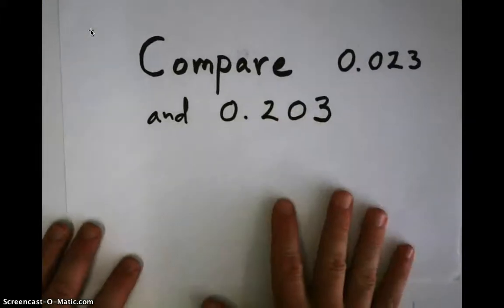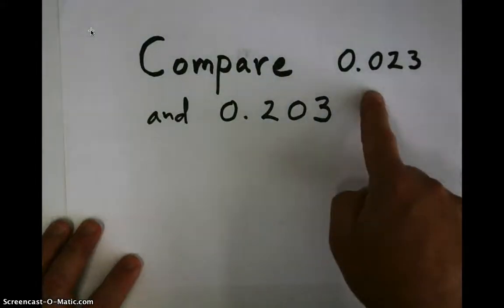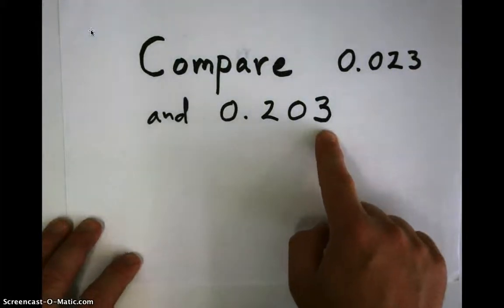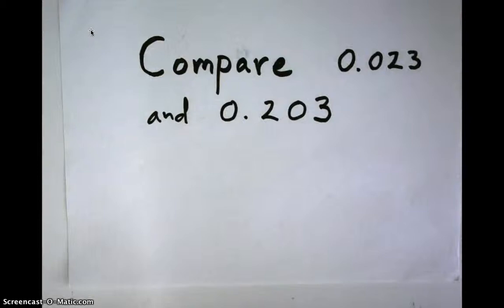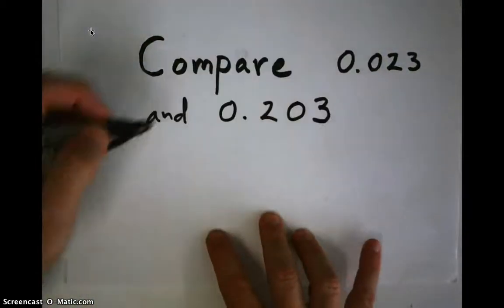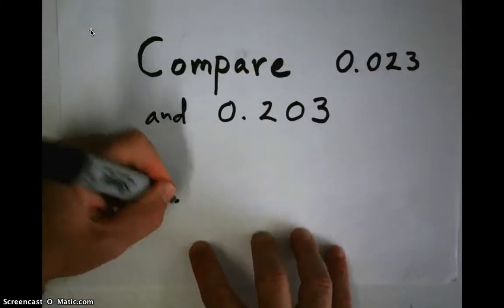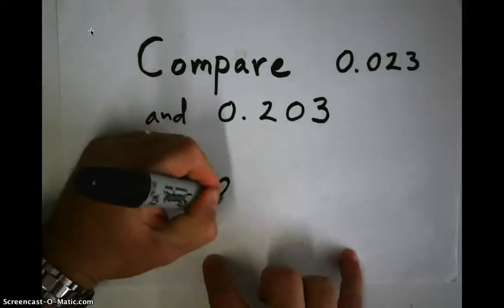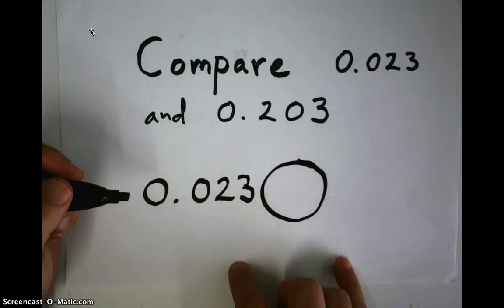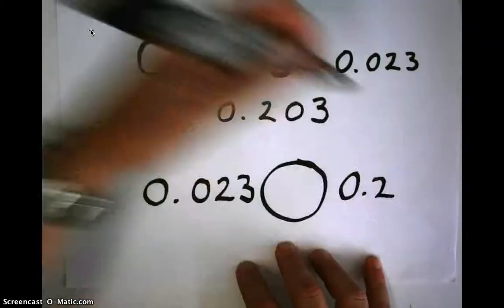And if you get a question that simply says something like compare 23 thousandths and 203 thousandths, what it means is line them up and tell me which one's bigger, which one's greater than or less than the other. So, let's go with the same order that they're in. So I'm going to write 0.023. I'm going to put a nice big circle in the middle. That's where I'm going to put my greater than, less than, or equal to. And I'm going to write 0.203.